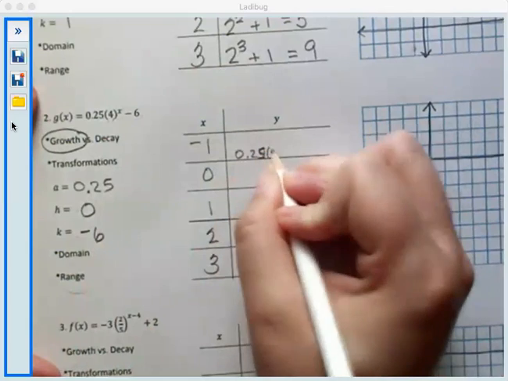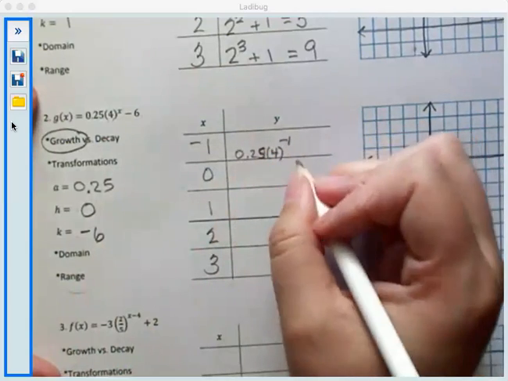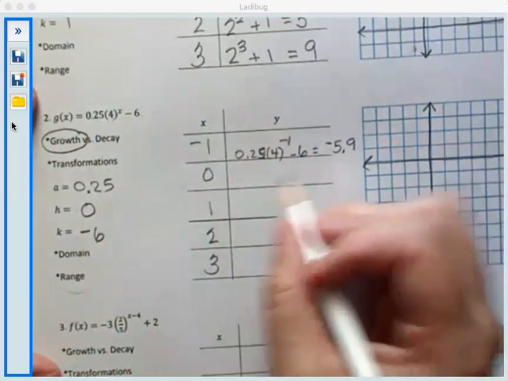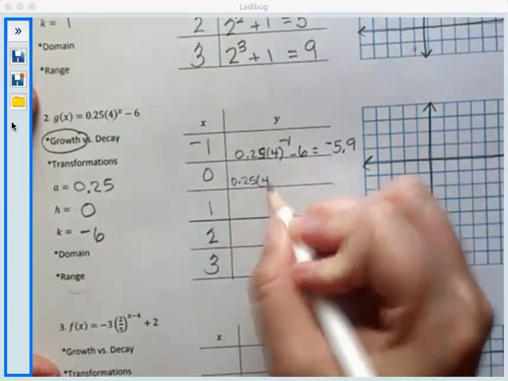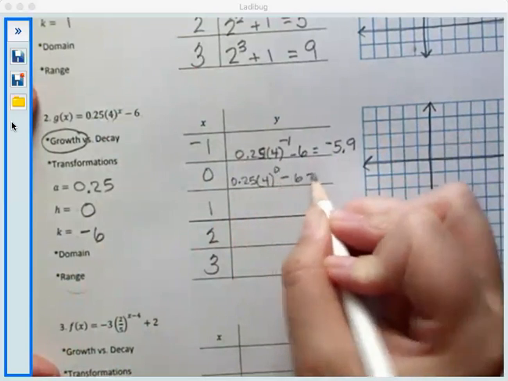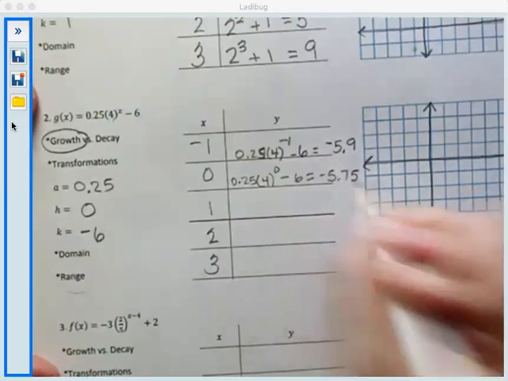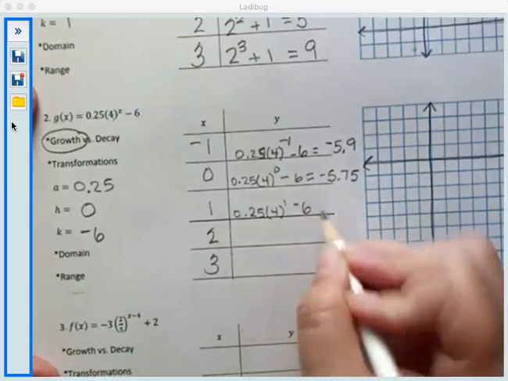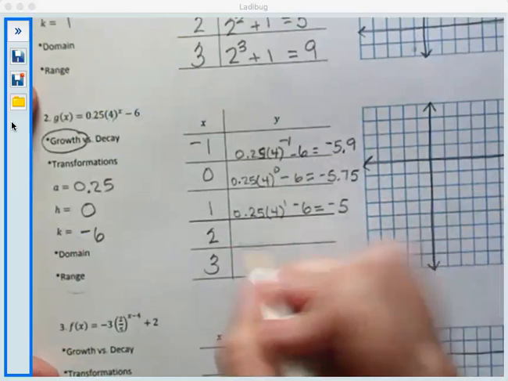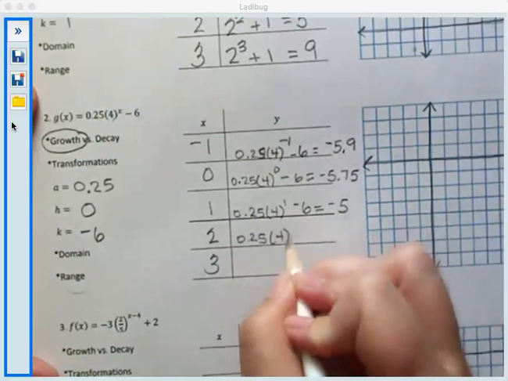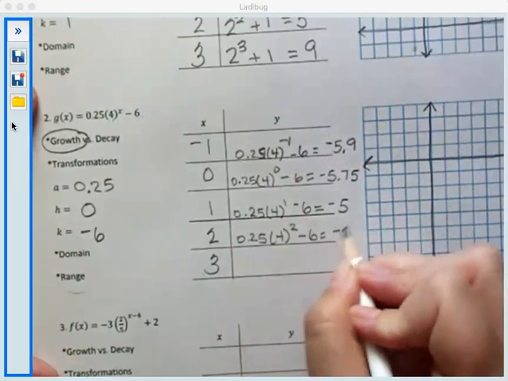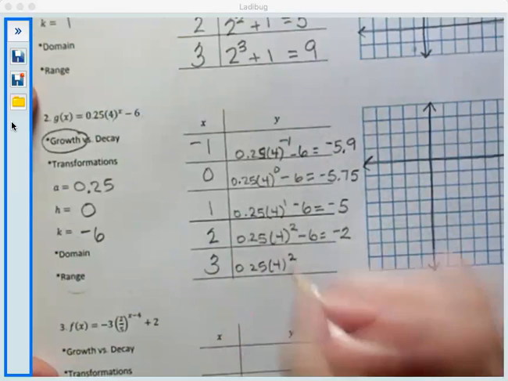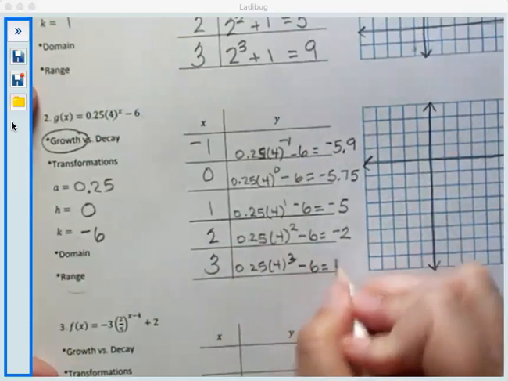0.25 times 4 to the power of -1 minus 6 equals -5.9, if you plug that into your calculator. 0.25 times 4 to the power of 0 minus 6 equals -5.75. 0.25 times 4 to the power of 1 minus 6 equals -5. 0.25 times 4 squared minus 6 equals -2. And 0.25 times 4 cubed minus 6 equals 10.